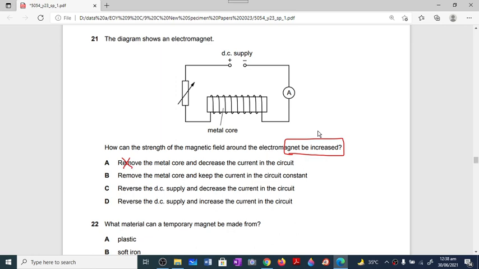So in order to increase the strength, we have to increase the current. Reverse the direction of the power supply and decrease the current? No. Only this option is by reversing the direction of the power supply, nothing will happen to the electromagnet, and increase the current. So by increasing the current, the strength of the electromagnet will be increased.